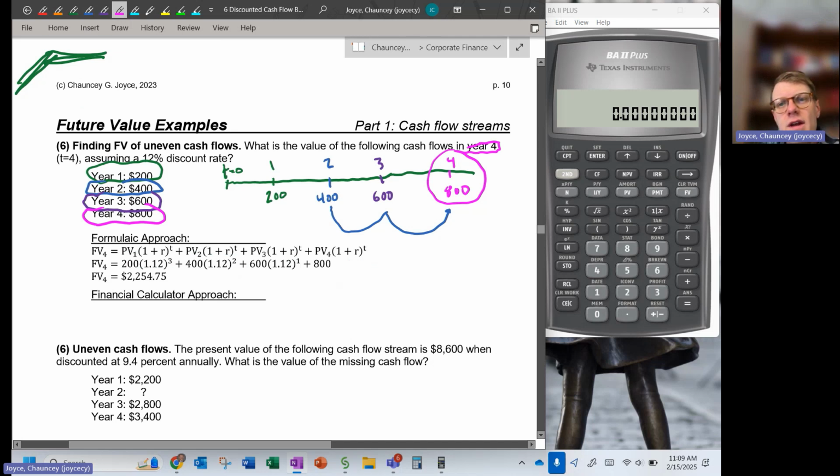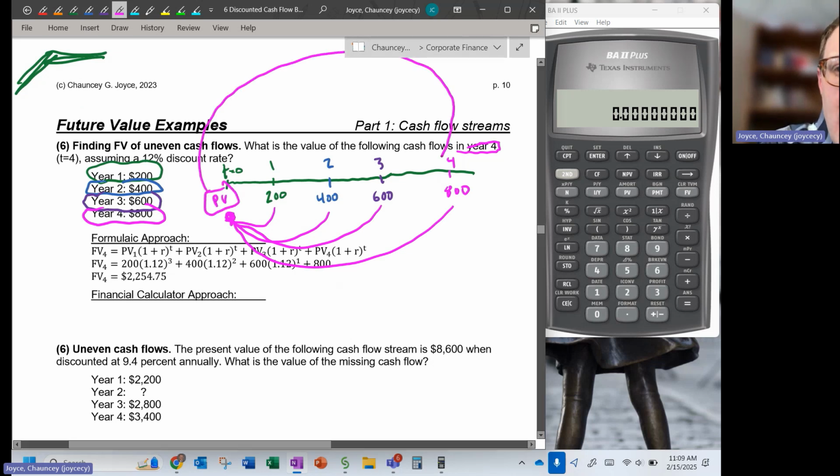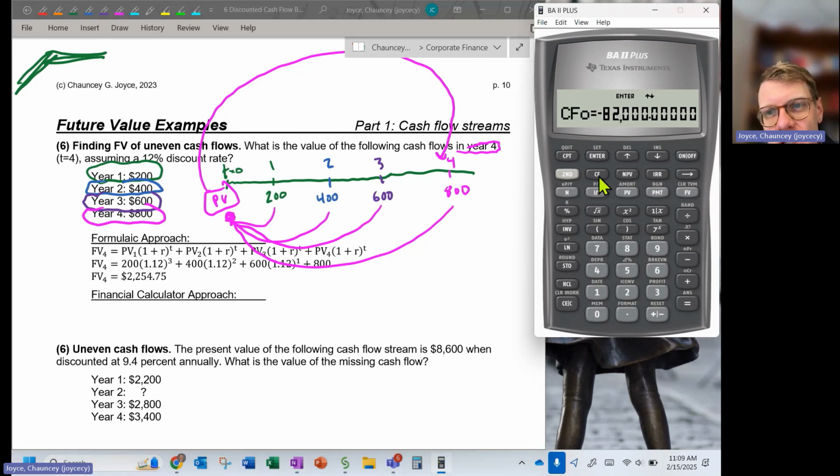The other way you could do this in your financial calculator is to calculate their present value. You could value these as uneven cash flows, determine what they're all worth today as one lump sum, and then compound that value for 4 periods. That's probably the most straightforward, fastest way to do it.